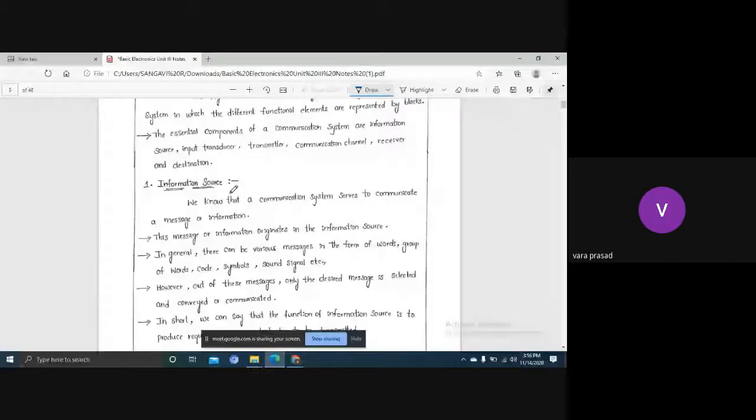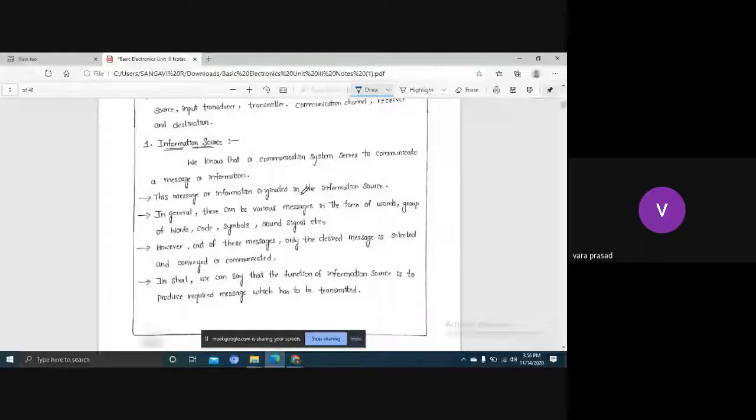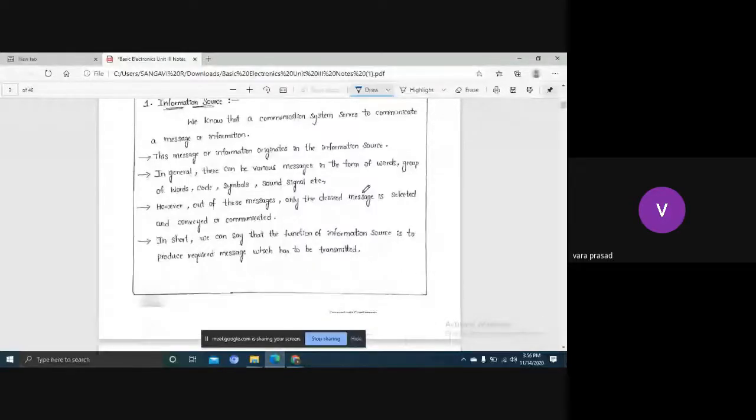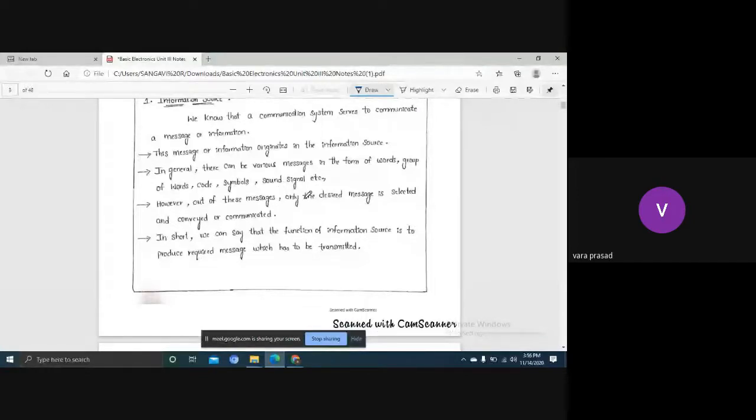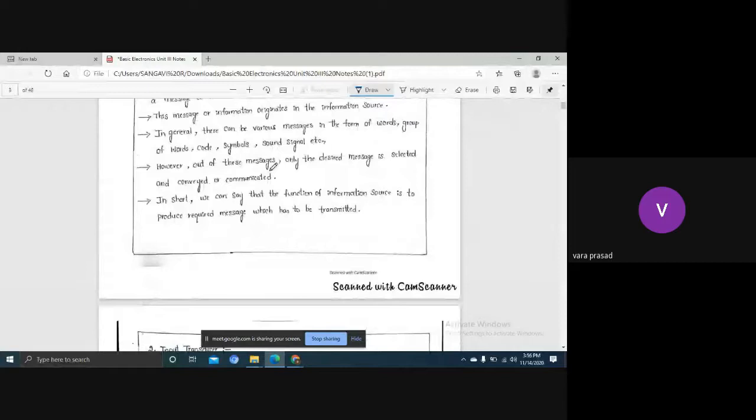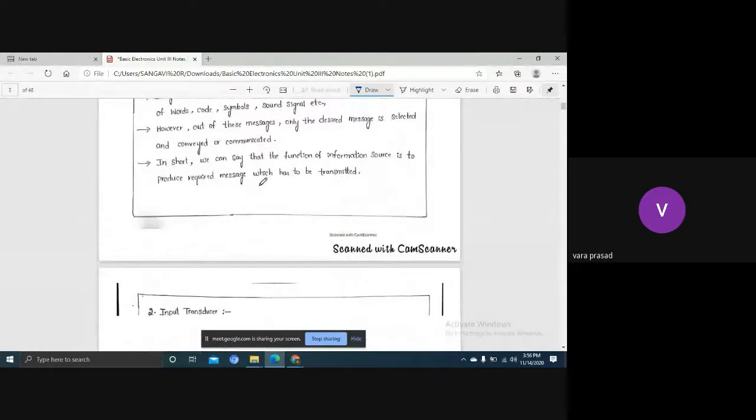See, here they have given information source. We know that communication systems serve to communicate a message or information. This message or information originates in the information source. In general, there can be various messages in the form of words, group of words, code symbols, and sound signals. However, out of these messages, only the desired message is selected and conveyed. In short, the function of the information source is to produce the required message which has to be transmitted. That is what I said.